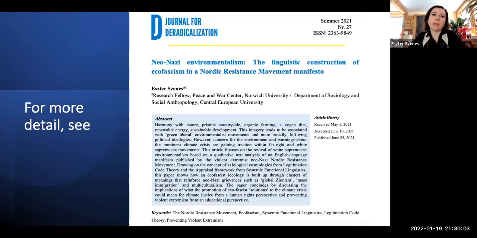If you want to see more detail about these steps and how to apply this methodology, I wrote it up in a paper on neo-Nazi environmentalism in the Journal for De-Radicalization. So you will see all these examples in a lot more detail.